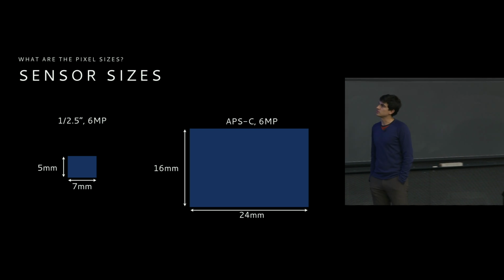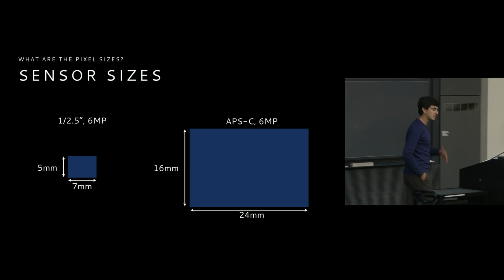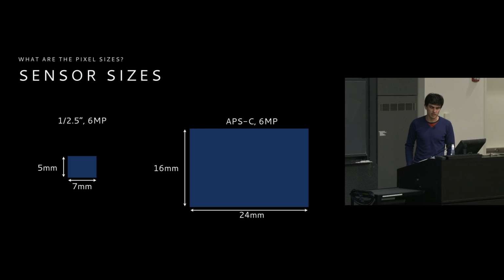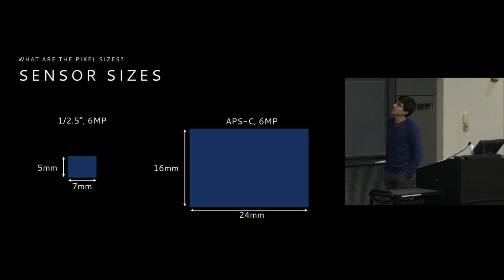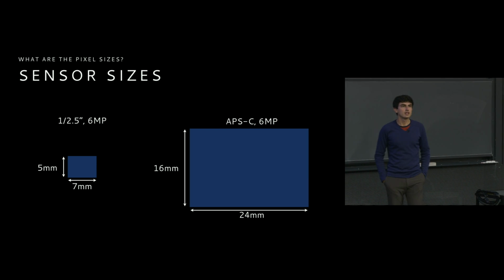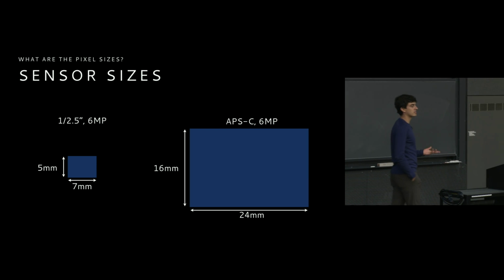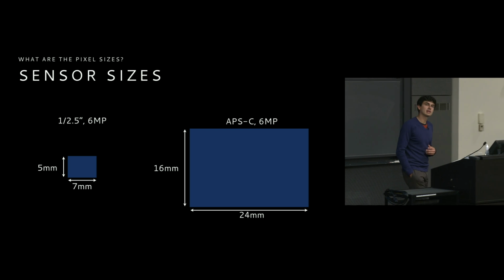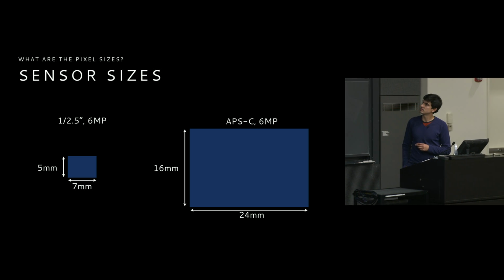And on the left, we have a sensor that is considerably smaller. It's of sensor size 2.5 inches, but the actual true dimensions are given in millimeters here. And that is also 6 megapixels. So we can actually compute an approximate size for each of the pixels in these sensors.